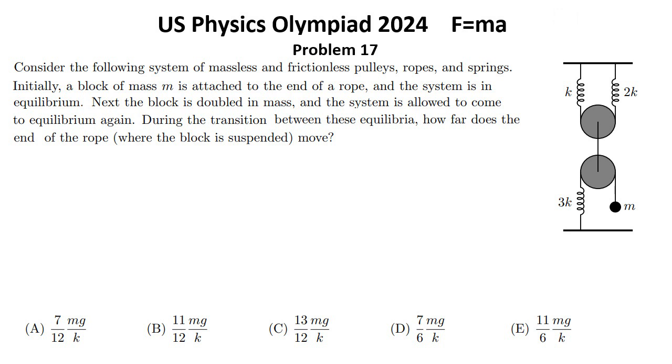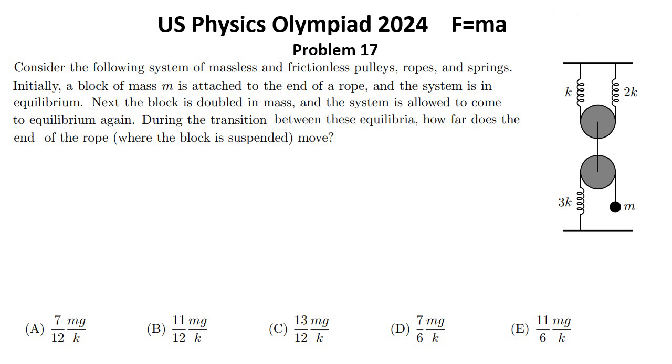Problem number 17. Consider the following system of massless and frictionless pulleys, ropes, and springs. Initially, a block of mass m is attached to the end of a rope, and the system is in equilibrium.